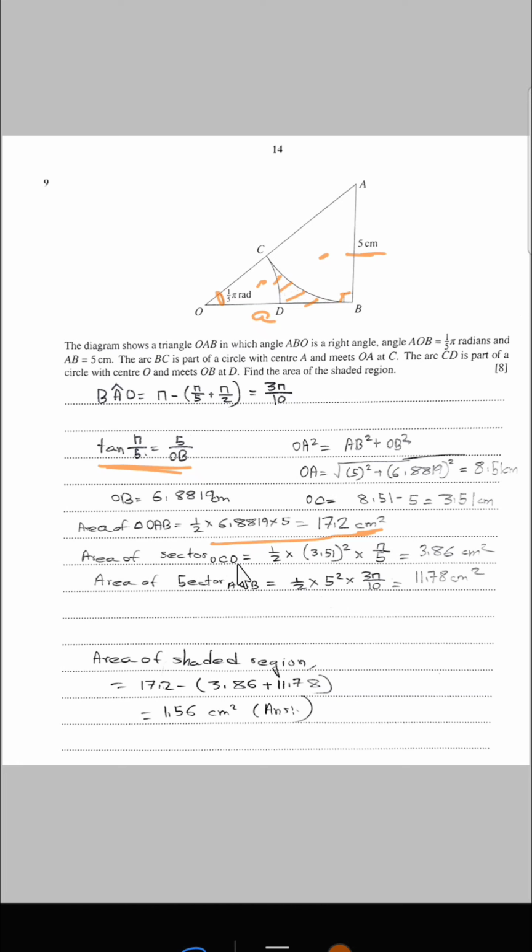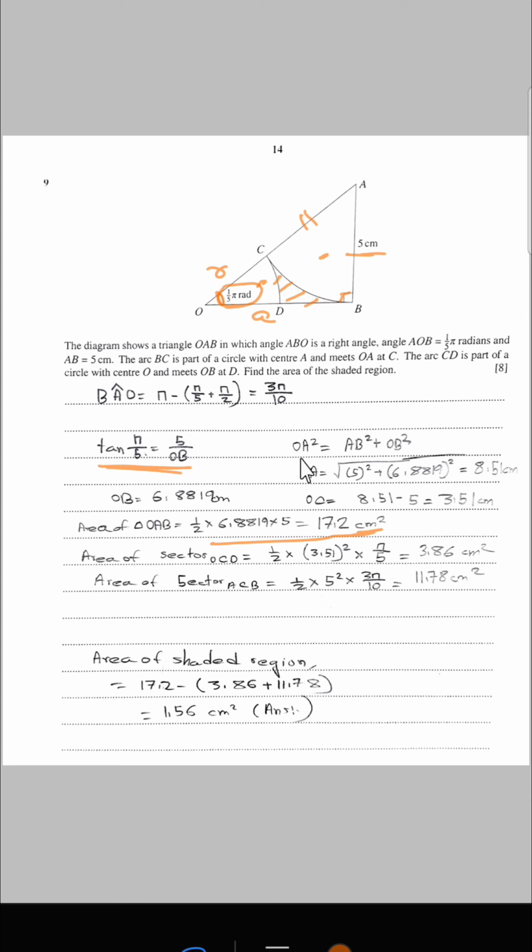Now the area of the sector OCD would be half r square theta. We know that the value of theta is pi by 5, but we need to find the value of r, and since r is OC and we already know the length of AC, that is 5, OC would be OA minus AC, and the length of AC is 5.